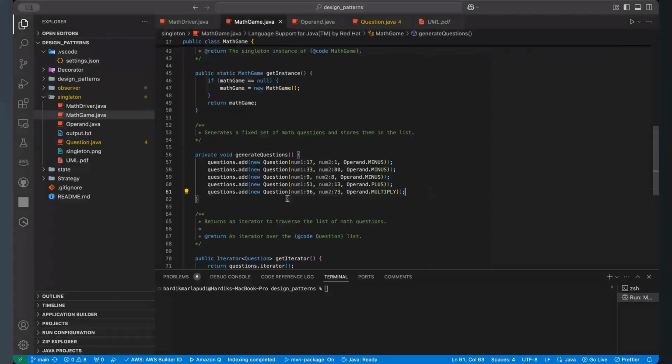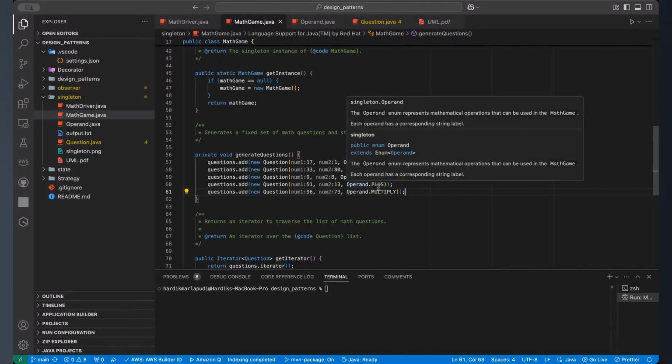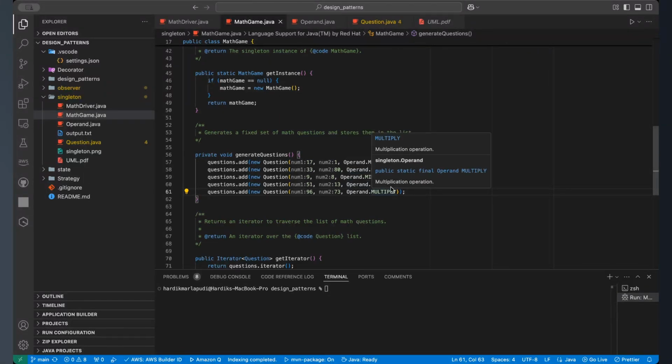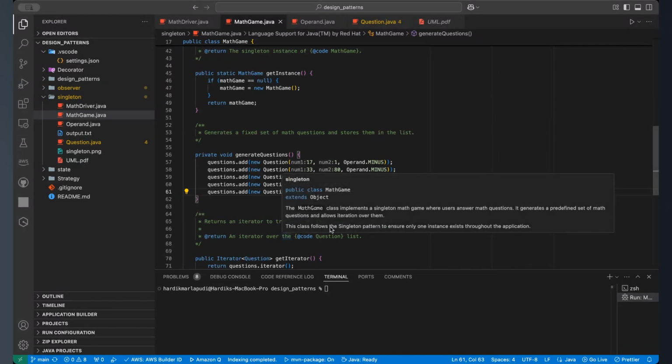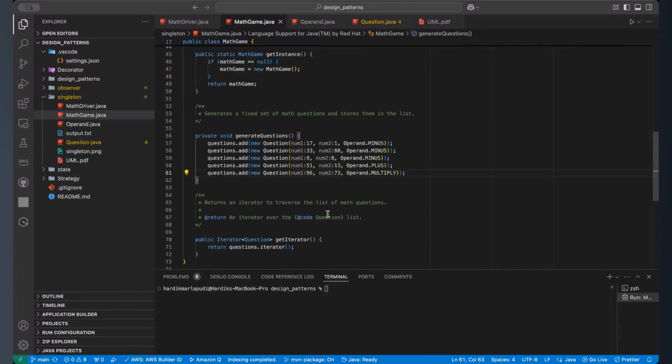The fourth question, new Question, 51 operand dot plus, which is plus 13, that equals what the user has put in for that equation. And last question, questions.add, new Question, 96 operand times multiply, which is multiply by 73, which equals what the user has put in. And that returns an iterator to traverse the list of math questions. That's how the questions work in the output.